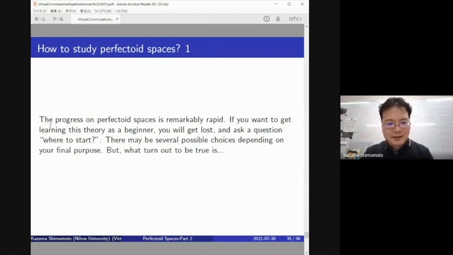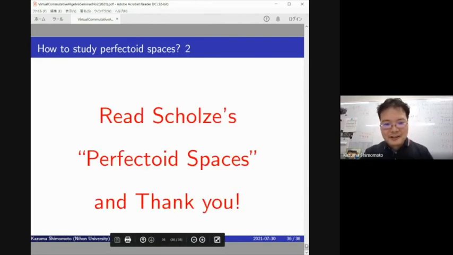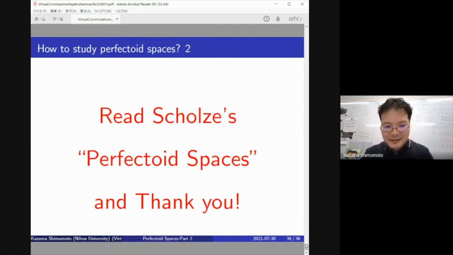The progress on perfectoid spaces is quite remarkably rapid. If you want to learn this theory as a beginner, you will get lost and ask a question: where to start? Of course, there are several possible choices depending on your final purpose. But I think, simply, just try to read Peter Scholze's original paper, Perfectoid Spaces, and thank you so much.